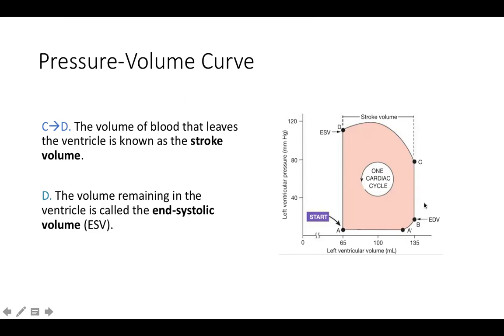So if you know the volume that you began with, which is the end diastolic volume, and you know the volume that you end with, which is the end systolic volume, you can calculate how much volume has actually been ejected by just taking the amount that you started with minus the amount that you're left with in the ventricle. And that will give you the amount of blood that has left the left ventricle in one beat. That has a specific name, and that specific name is stroke volume.